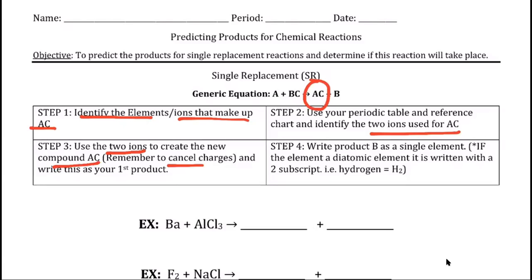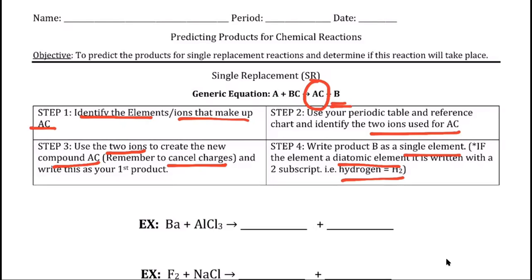So it says here again, remember to cancel the charges and write that as your first product. And then your second product is going to be B, which is just the single element. It just says, remember, you got to check out diatomic elements. Like, for example, hydrogen always has to be H2, not just H. And those other diatomics like fluorine, chlorine, bromine, iodine, oxygen, and nitrogen.